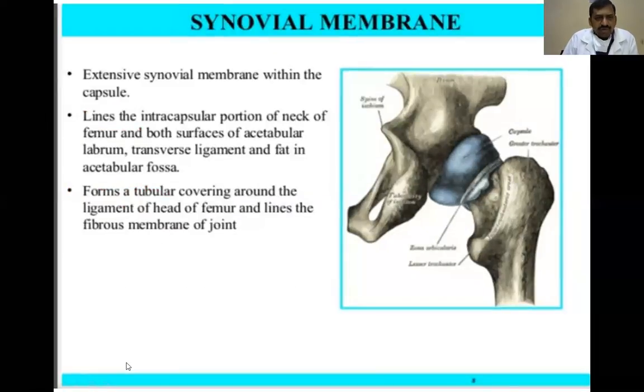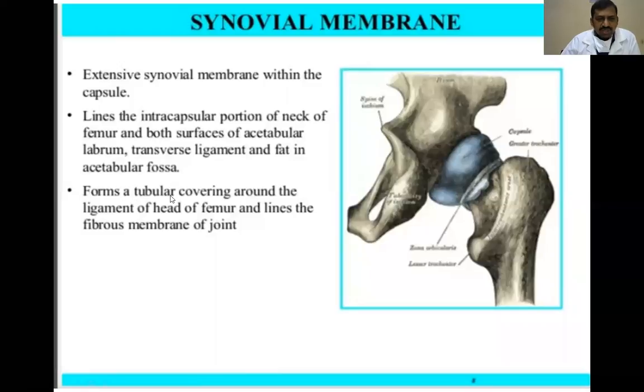Next, the synovial membrane. There is an extensive synovial membrane within the capsule and it lines the intracapsular portion of the neck of the femur and both surfaces of the acetabular labrum, the transverse ligament, and the fat in the acetabular fossa. The fat which is present in the acetabulum of the hip joint is intracapsular but extra synovial. That is the acetabular fat.